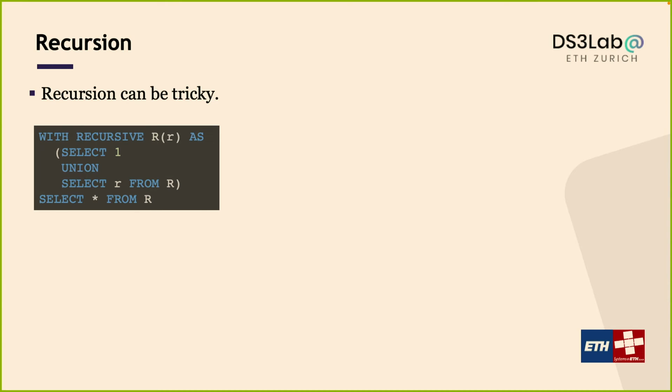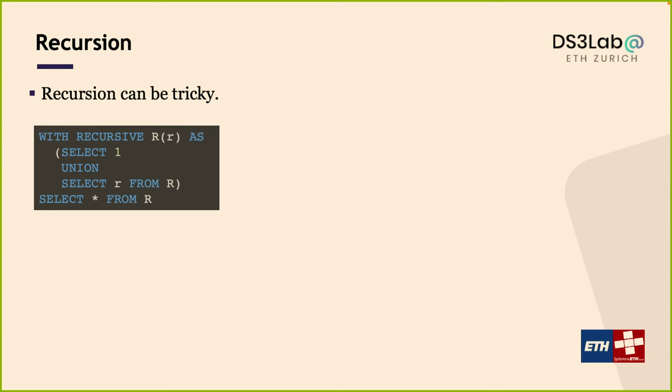My base query is select 1, which gives you a table with a value 1. I union the recursive query, select R from R. And when I query this recursive relation, I select star from R. It's very simple. What does the execution look like?